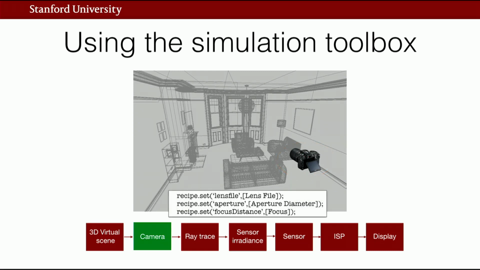So now that we have our camera placed in the scene, we want to choose a lens to attach to the camera. Our toolbox has a variety of different lenses, and many more can be added as long as you know certain information about the lens you want to use. Here we're going to use a wide-angle lens with a field of view of roughly 100 degrees. And on the right, you can see a schematic of this lens. In this step, we can also set things like the aperture diameter or the focus distance of this specific camera.